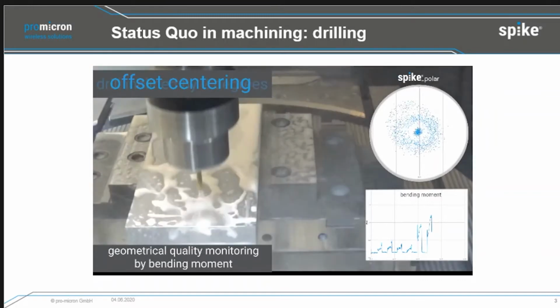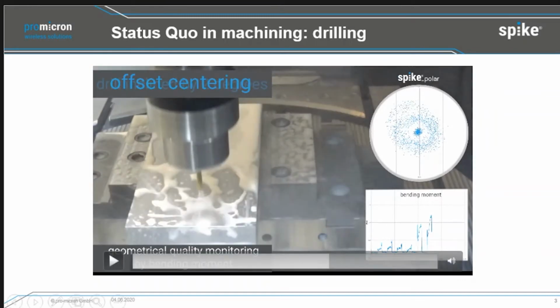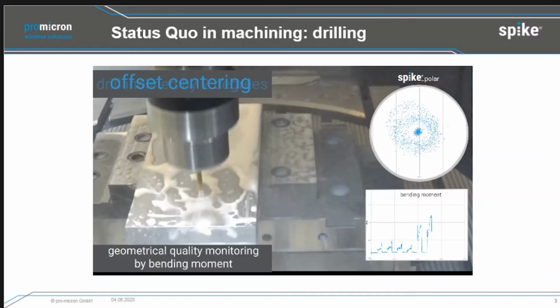Now with the third and with the fifth and sixth drill hole, you can see that we had an increase in the bending moment, and also got some sort of circle in the bending moment, which is visible in the spike polar. In this case, we milled with an offset centering, so we had a 100th mil offset between the pre-drill operation and the drill operation itself.